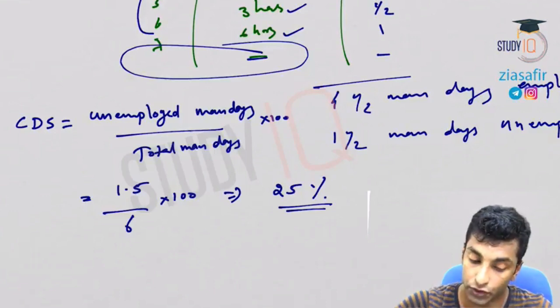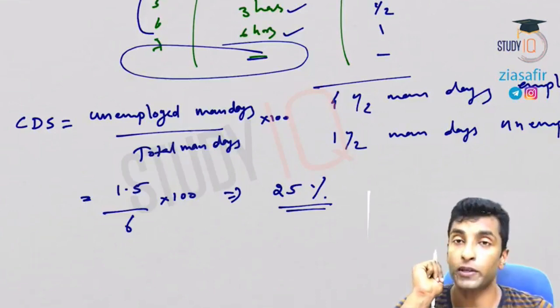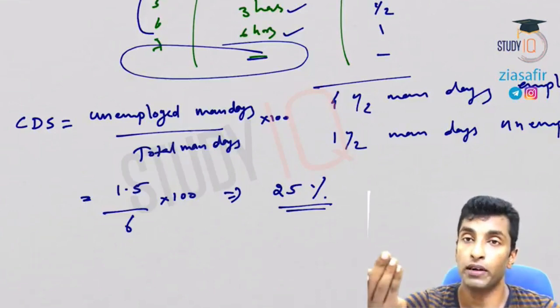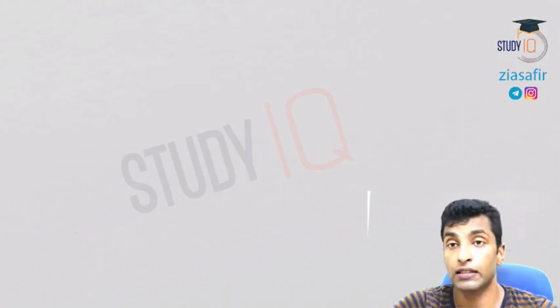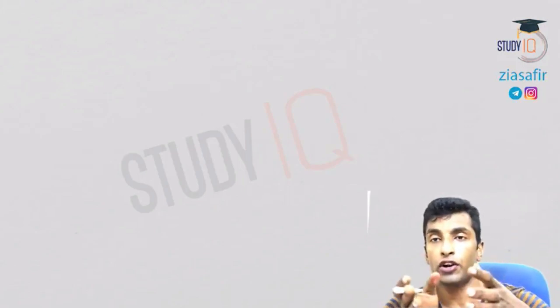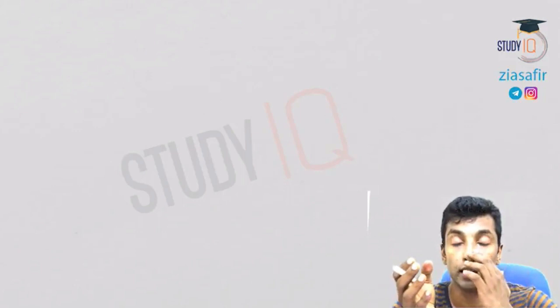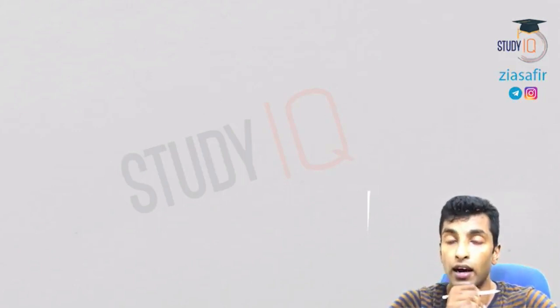So in this context, if you see unemployment, what percentage unemployment? 25% unemployment. Okay, so this is relatively better, and it is the most comprehensive concept of unemployment, as it takes into account unemployment as well as underemployment, because here we are talking about the half employment concept. So it is the most comprehensive concept of unemployment.